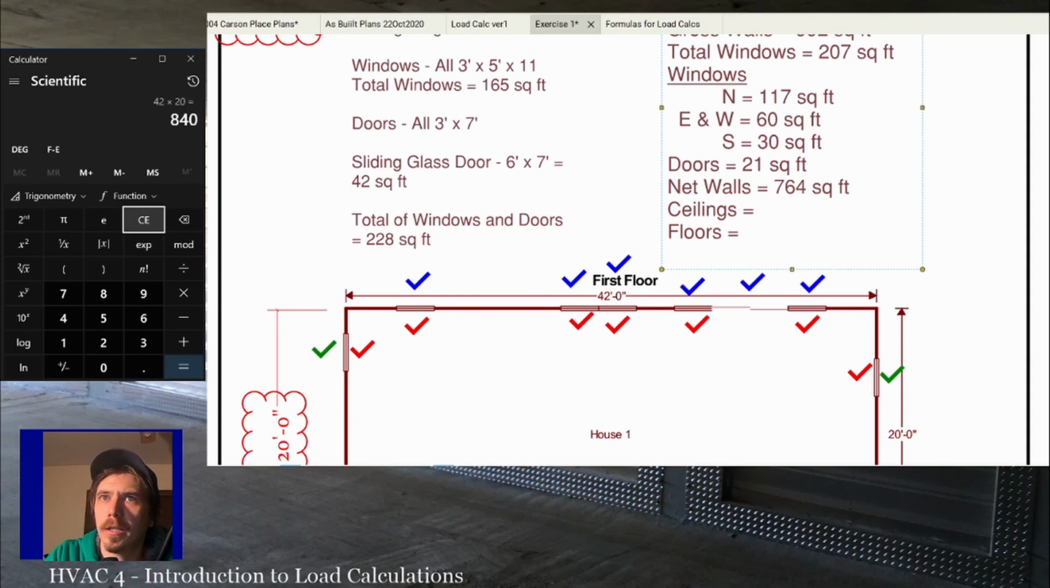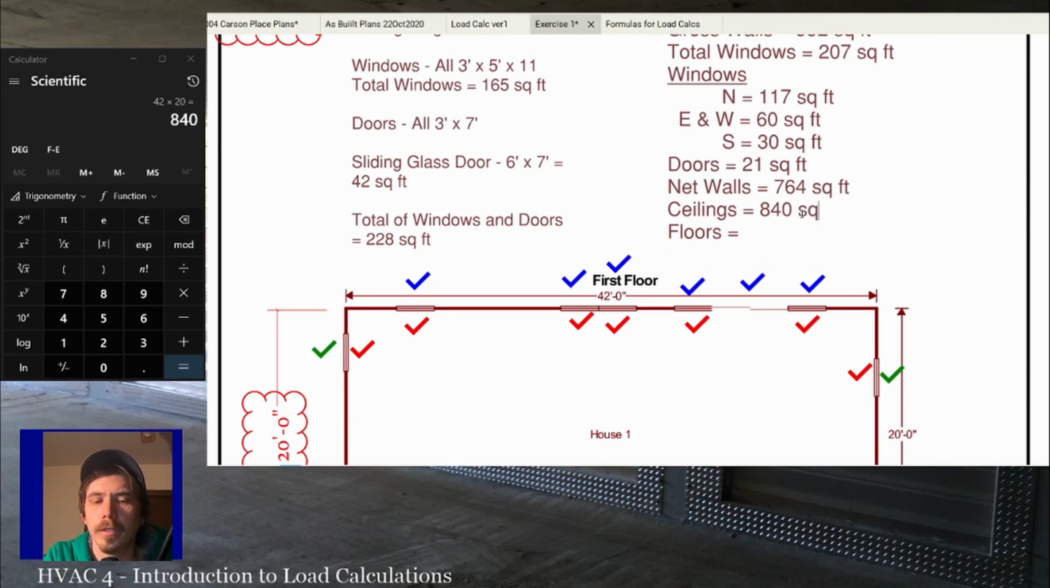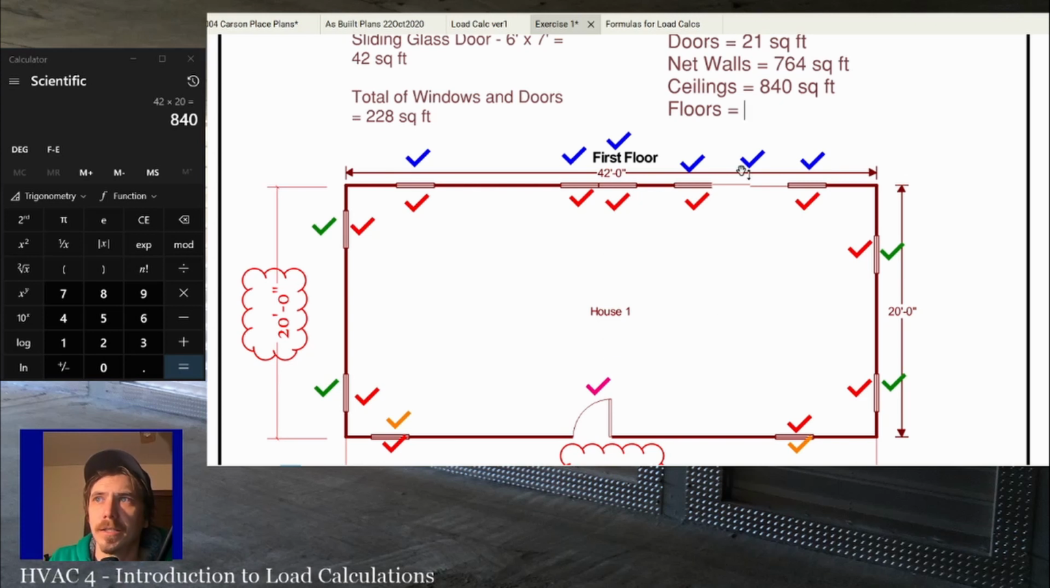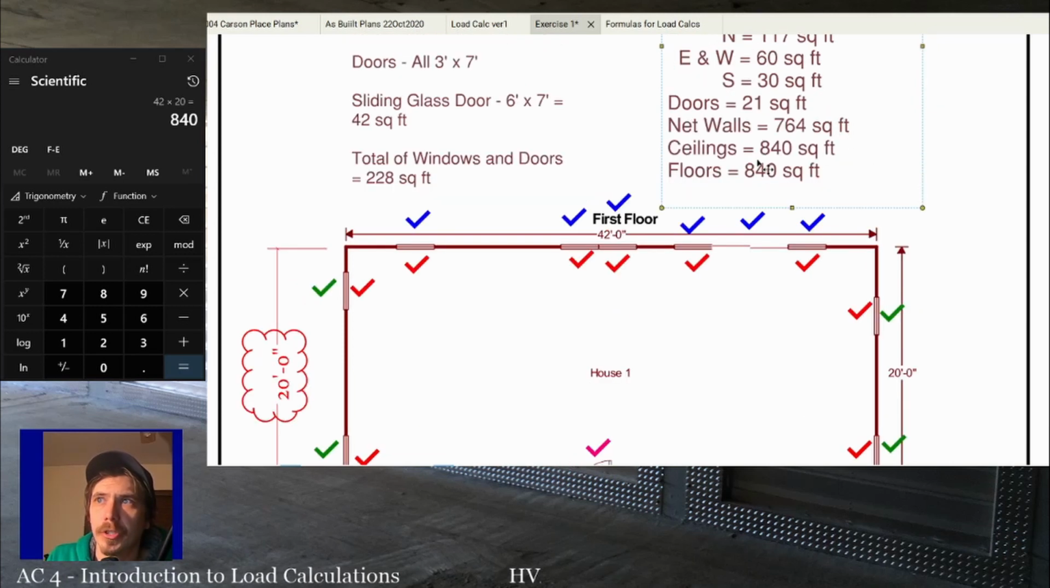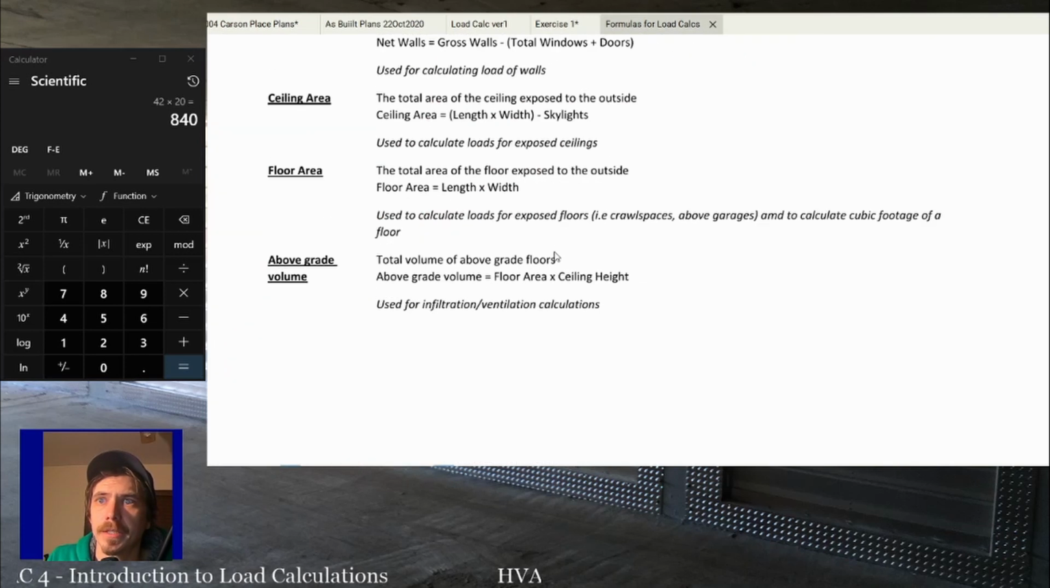42 times 20 is 840. So our ceilings are 840 square feet. So we have 840 square foot of ceiling. If the ceiling doesn't have any skylights and the house is one level, you can usually just repeat that. But if you've got a 2-story building or something, it can get a little bit more complicated. But for the most part, most of the exercises we do, you will be able to just copy the ceiling area and you'll get your floor area, because the floor area is the length times the width, right?